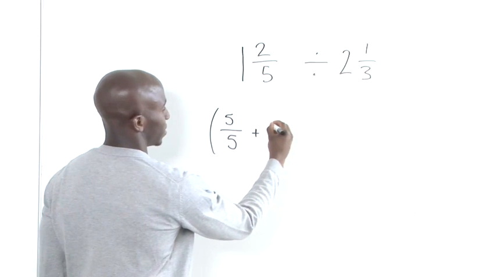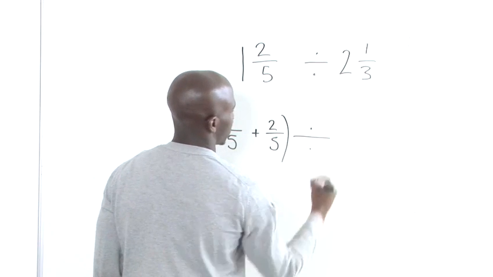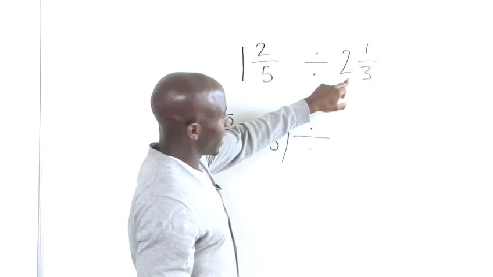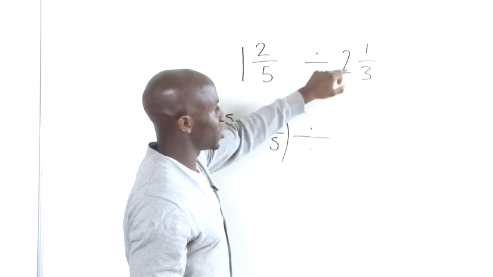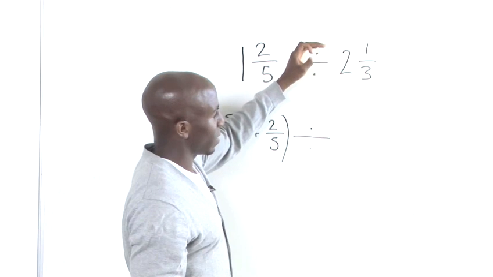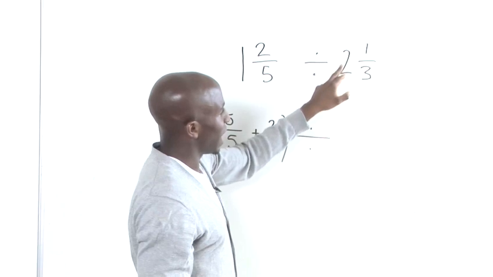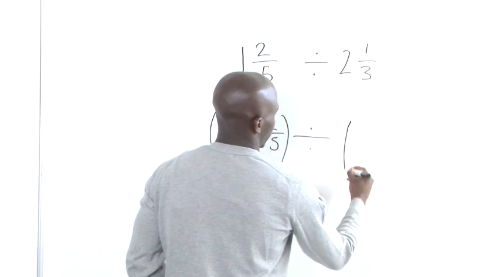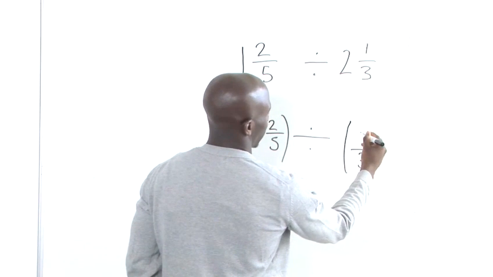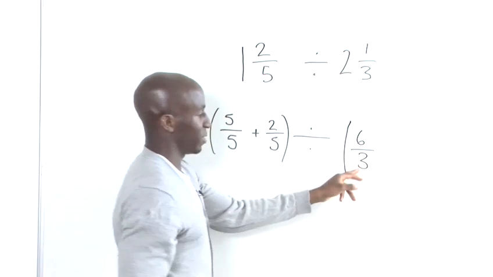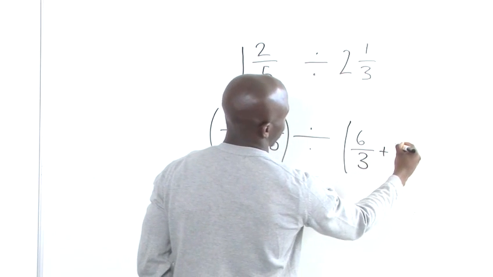Okay, plus 2/5, divided by. Now with this, the same thing happens. What we want to do is convert this integer 2 into a fraction where you have a denominator of 3, so we can add the tops. The denominator that we use, being 3, will imply that we have 6 on the top. 6 divided by 3 is 2. And then we add 1/3 to this.